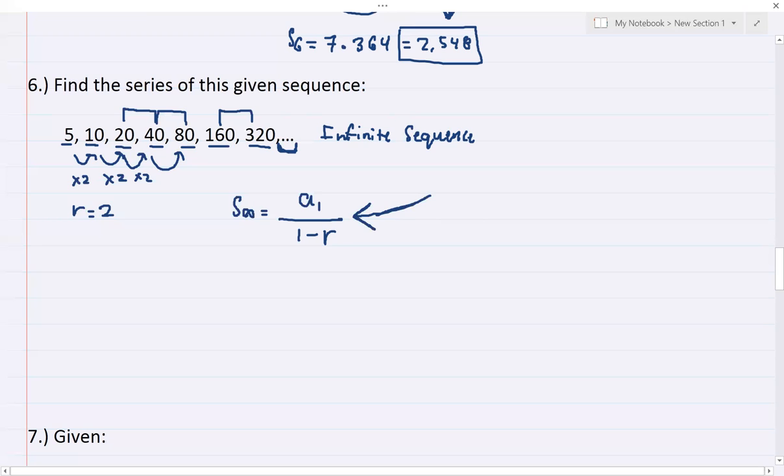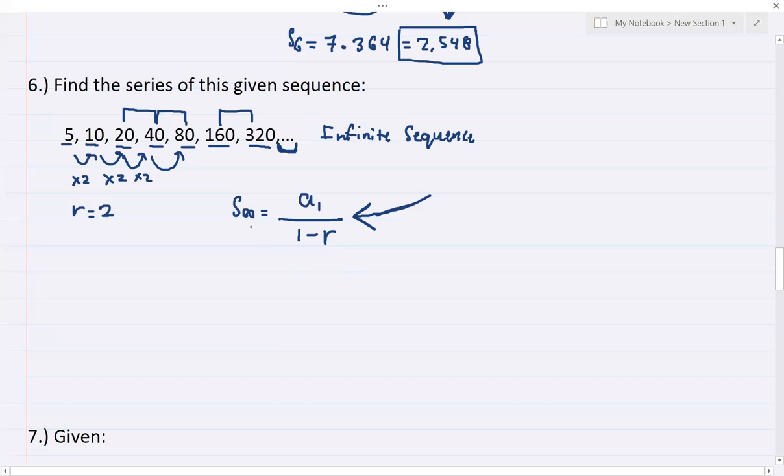Let me repeat once again. If you are asked to find the series of the infinite geometric sequence, meaning all the terms, then you're going to use this one, if it's only infinite.